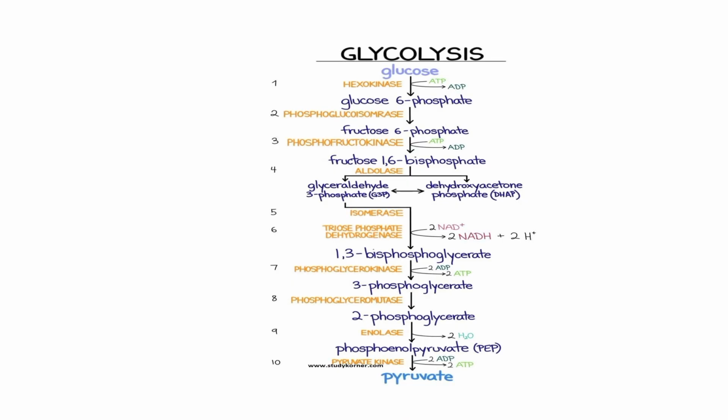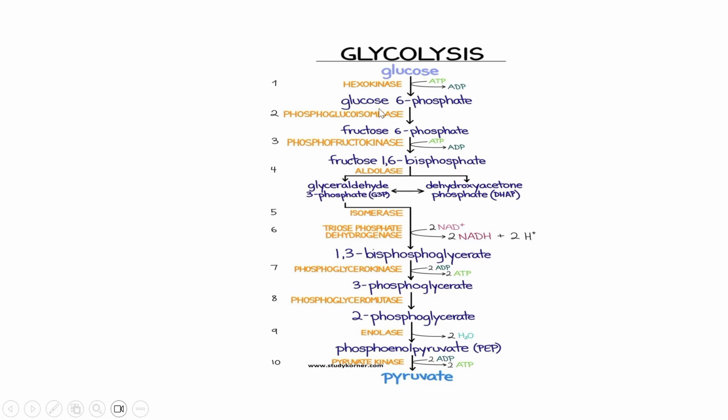This is the overview of whatever we've done. The glucose will be converted into glucose 6-phosphate. So the energy is invested, ATP is invested. A phosphate group from ATP will be added to the glucose. So ATP will change from triphosphate to diphosphate. You get it? By an enzyme called hexokinase.